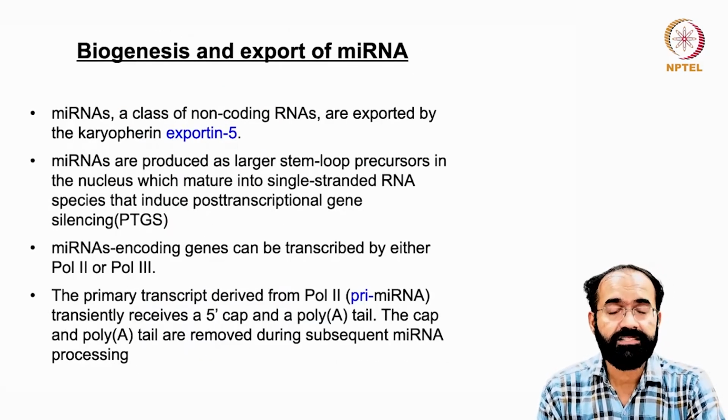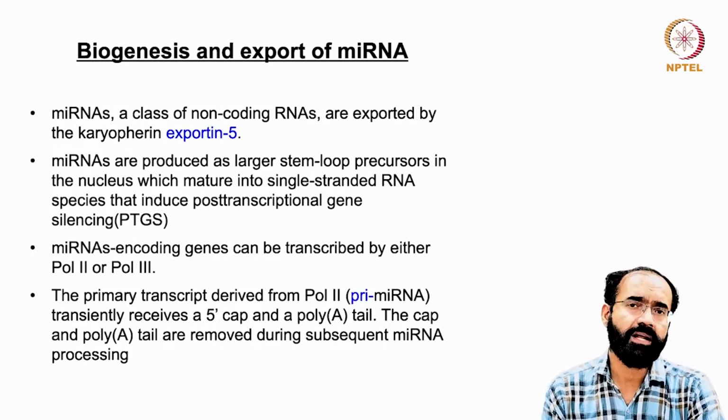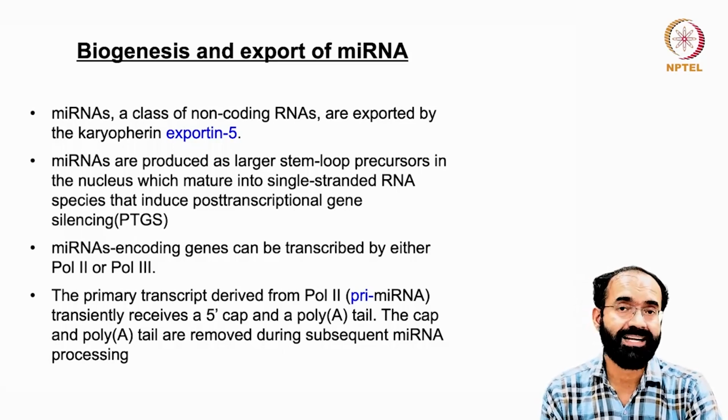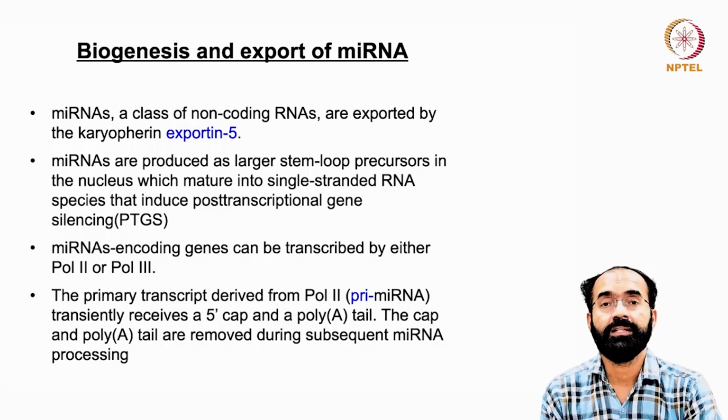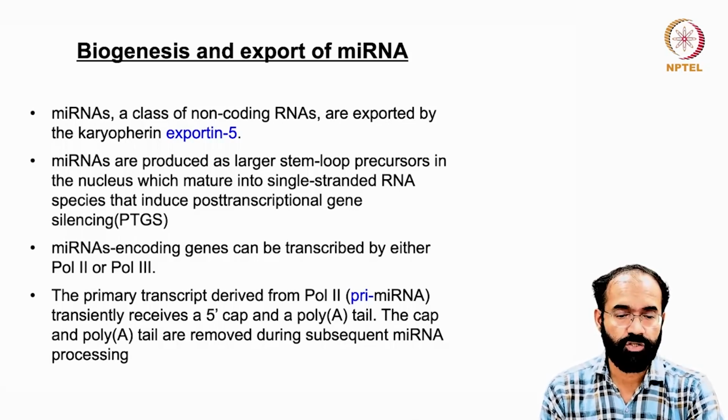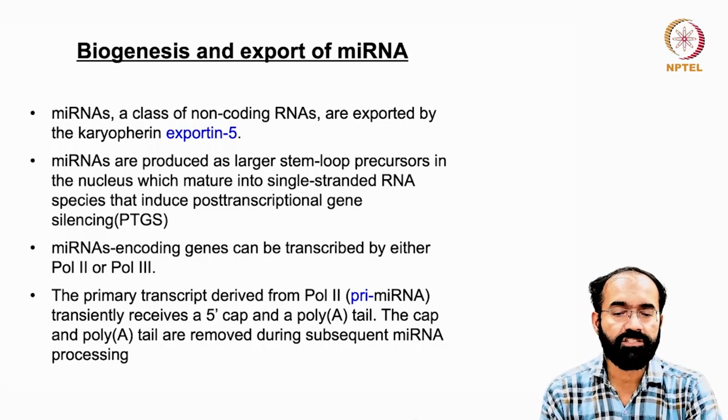And let us see how the biogenesis and export of microRNAs happen. MicroRNAs are a group of non-coding RNAs similar to ribosomal RNA and transfer RNA, but their role is post-transcriptional gene silencing. That means they are performing the gene regulation on the mRNA after the transcription. So miRNAs are a class of non-coding RNA. They are exported by the karyopherin exportin 5. We saw for tRNA it was exportin T.